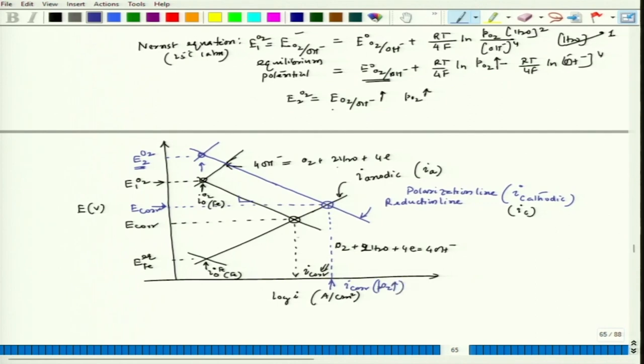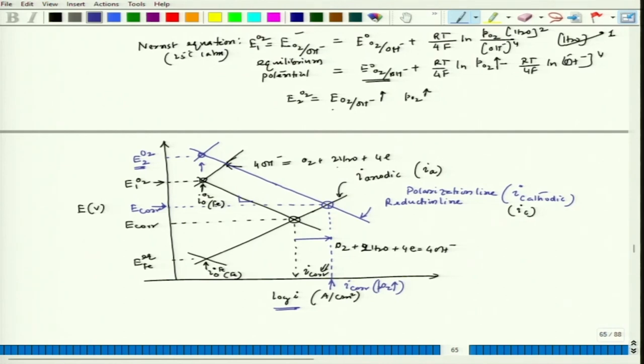So, you could see that the corrosion rate has moved from this to this. So, there is an increase, and this is to be noticed, that this is in log scale. So, a little change in the value actually indicates a good amount of change in the corrosion rate, because there could be a change in the orders of magnitude. Okay. So, we could see that if we increase oxygen partial pressure, definitely the corrosion rate of iron would increase.